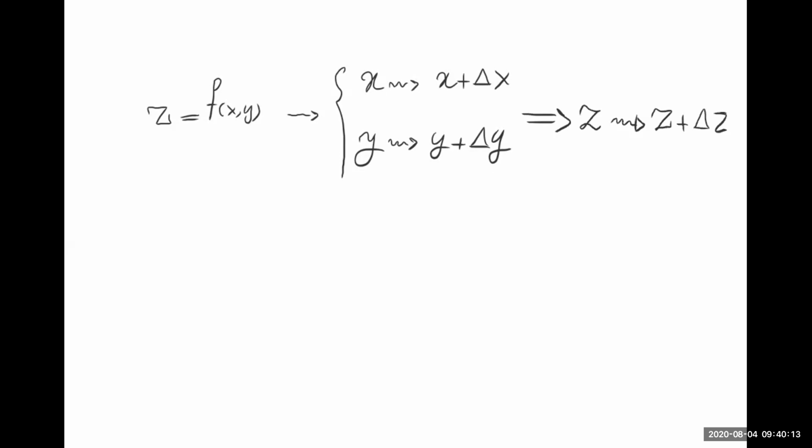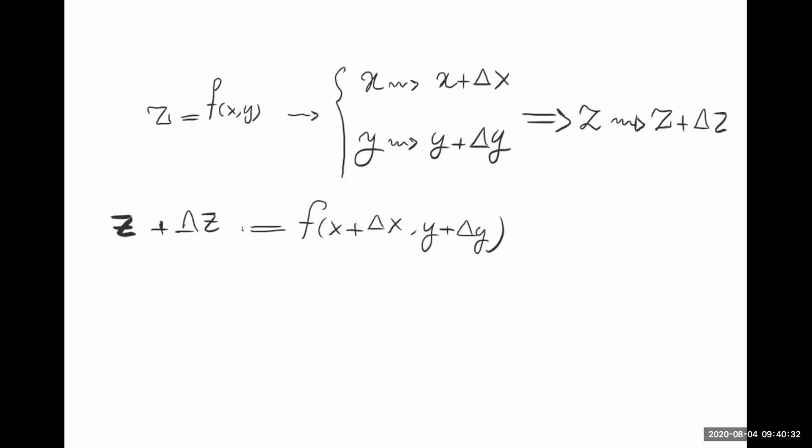So if z is equal to f of x and y, z plus delta z is equal to, suppose this is equal to, f of x plus delta x and y plus delta y.